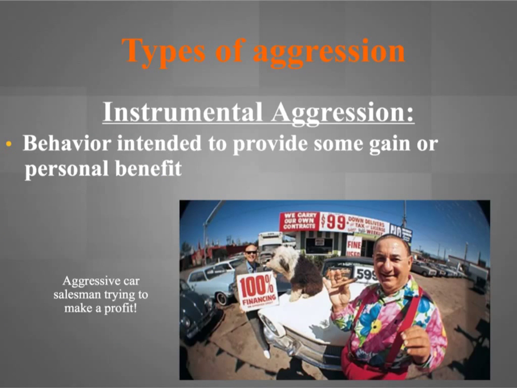Instrumental aggression, on the other hand, is behavior intended to provide some gain or personal benefit. For example, you could say that the man in the picture is an aggressive used car salesman, but that does not necessarily mean he is trying to start a fight with you. He's just unwaveringly trying to get you to buy a used Ford Pinto. Your purchase of a vehicle brings him financial reward. His aggression has personal benefit for himself.